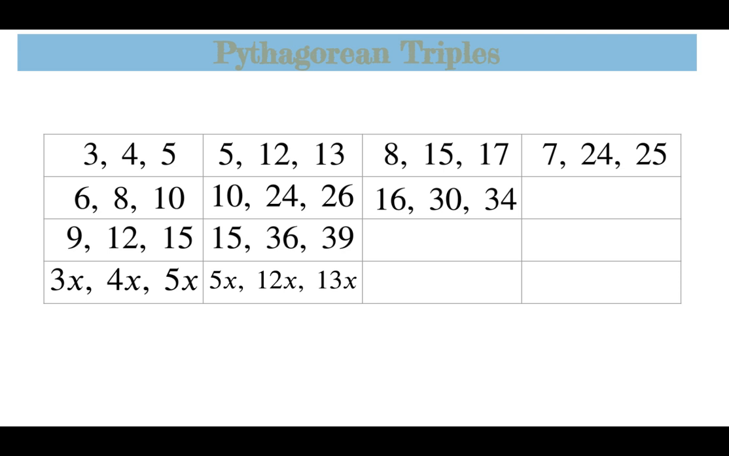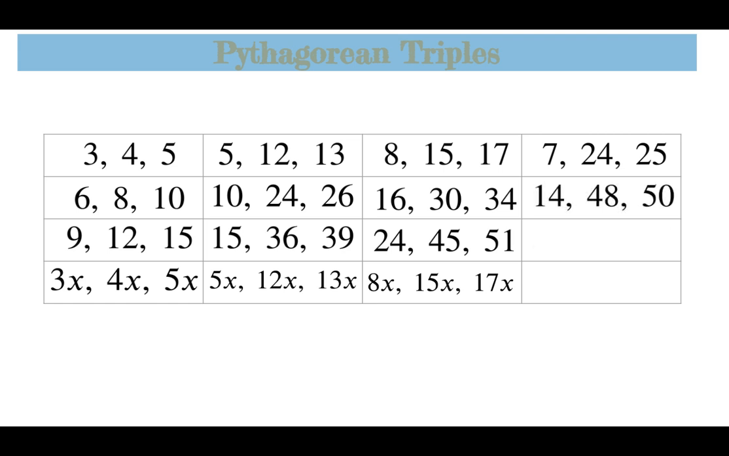8, 15, and 17. If we multiply all 3 of those sides by 2, we get 16, 30, 34. That's a Pythagorean triple. 24, 45, 51 is that triple multiplied by 3. And of course, 8x, 15x, 17x, any value we put in for x would also be a Pythagorean triple. 7, 24, 25. That one's a 14, 48, 50. A 21, 72, 75 triangle.